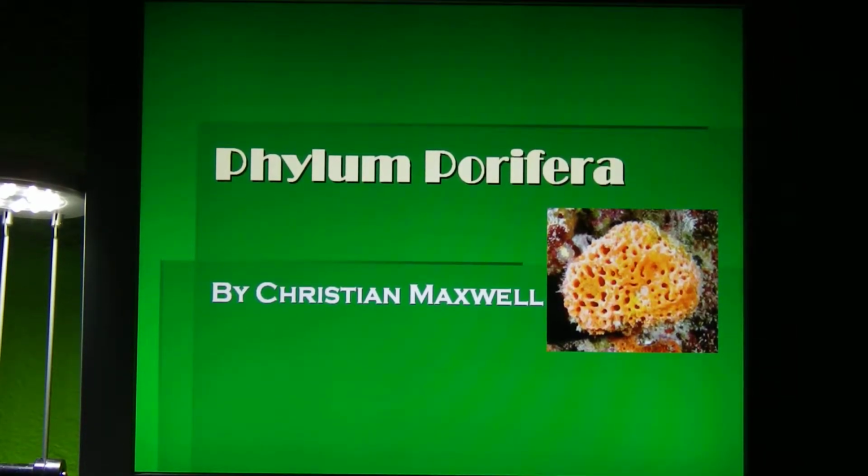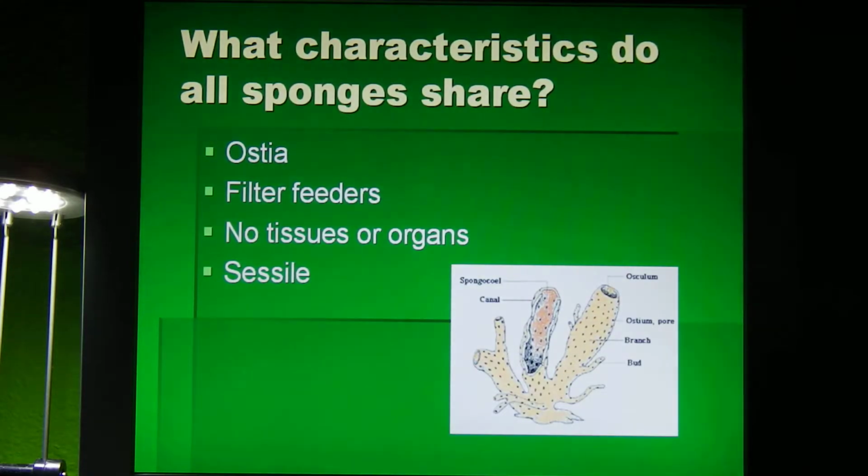This is my presentation on the phylum Porifera, which contains sponges. So first, there are some characteristics that all sponges share, such as ostia, and they are all filter feeders, which means they get the minerals they need through the water currents carrying them. And they all do not have any tissues or organs, and all of the sponges are sessile, which means they do not move and they are attached to a surface of some sort.